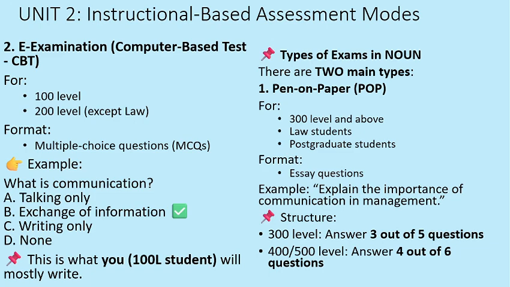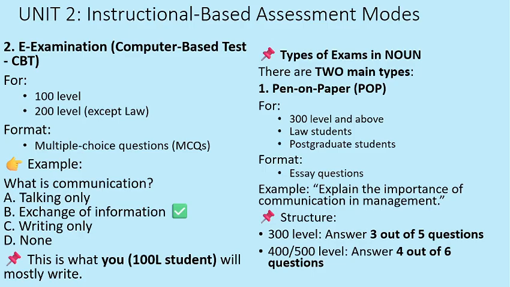2 years ago, the National Open University was still admitting students for law. You would start from 200 level, but they are no longer accepting students for law for undergraduate again. It's only for PhD now. So the E-exam, which is a computer-based test, is only meant for 100 level students and 200 level students.